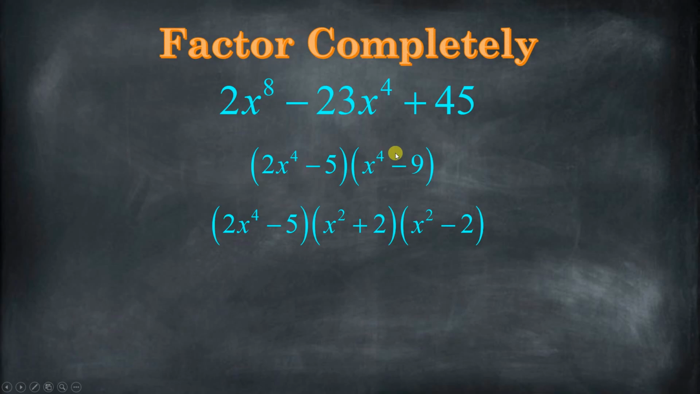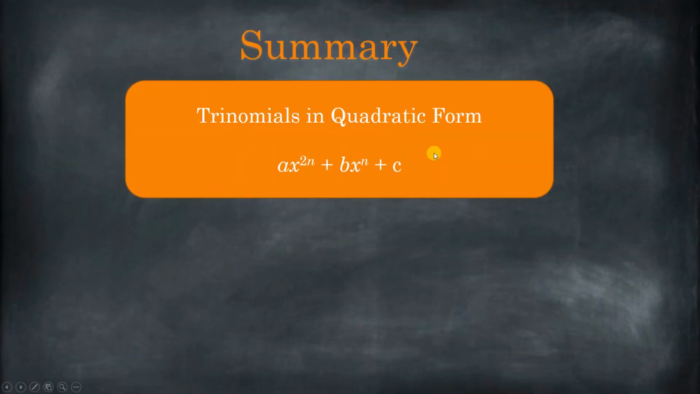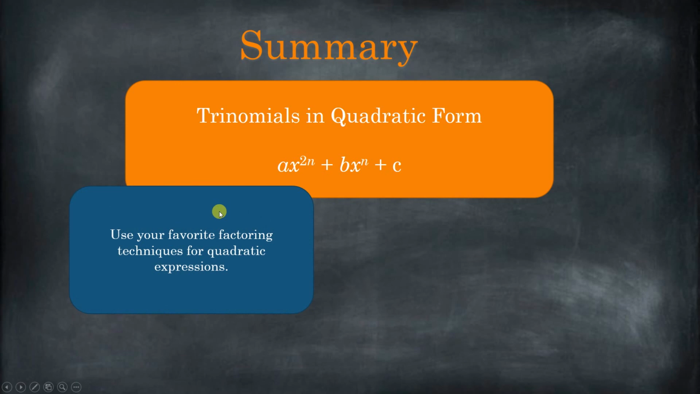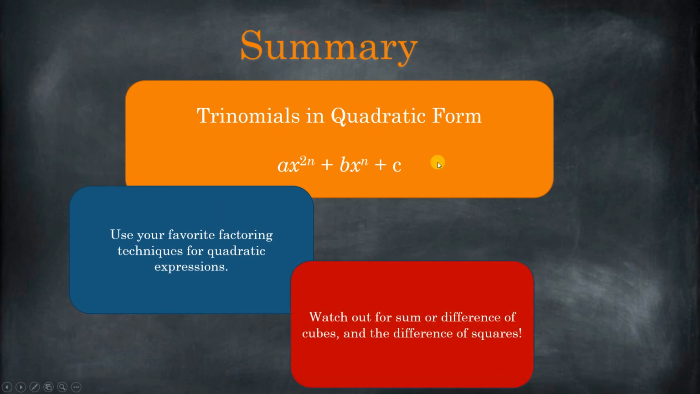So here's the moral of the story. A trinomial that's in quadratic form, the degree is going to be even, and its exponent, the degree is going to be double of the exponent for the bx term. The last term will be constant. It won't have an x, right? And you can use your favorite quadratic factoring technique in the whole wide world to factor these trinomials that are written in quadratic form. If it is factorable, your technique will work. Doesn't even matter what kind it is, but you do need to watch out for the sum or difference of cubes when you're done, or the difference of squares.